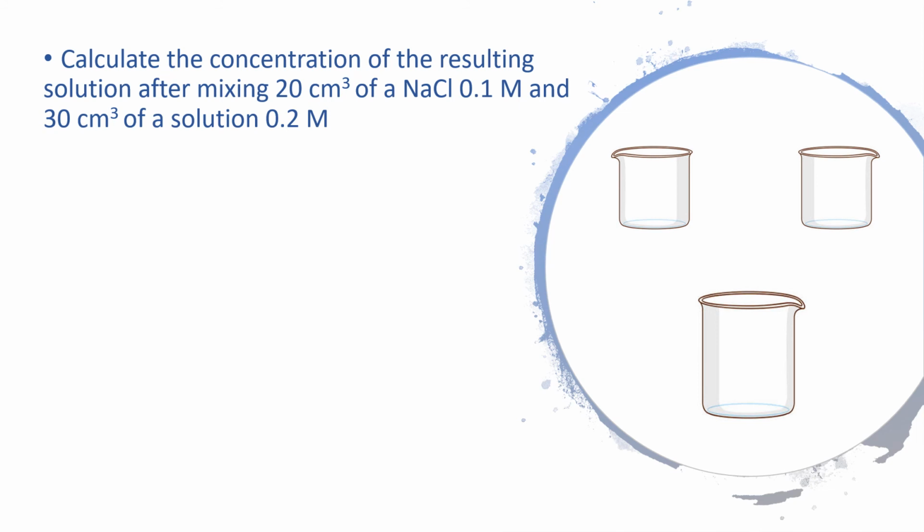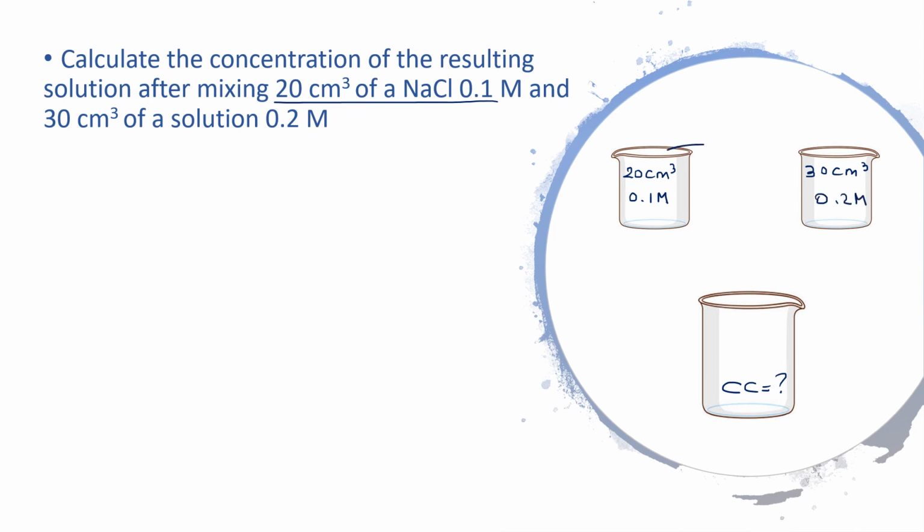So we need to calculate the concentration of a solution after mixing. So the concentration is what we need to calculate. And the only information that we have is that we have 20 centimeters cube of a solution 0.1 molar of sodium chloride, and the other one is 30 centimeters cube of a solution 0.2 molar.